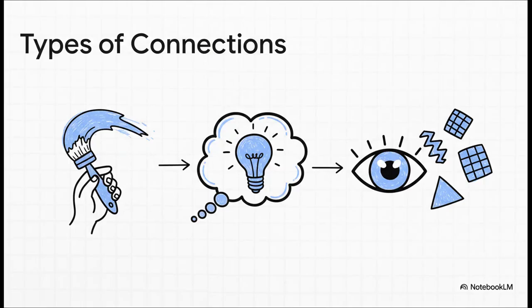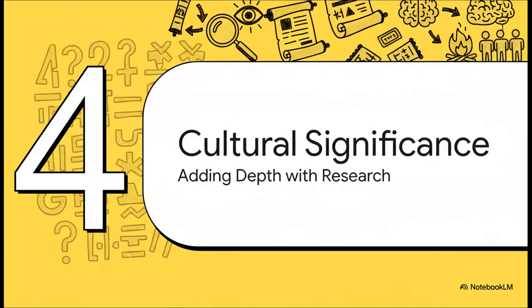And these connections can be super varied. Maybe you were inspired by another artist's incredible brushwork. That's a technical link. Or perhaps your art explores a similar theme, like identity. Well, that's a conceptual connection. It could even be a shared visual style. The best studies, though, they don't just pick one, they weave together multiple types of connections to create a much richer analysis.